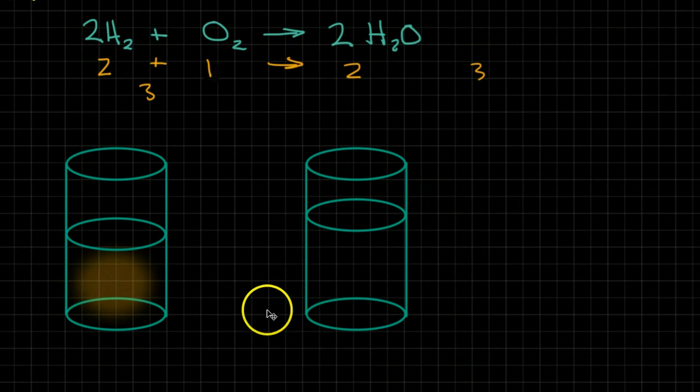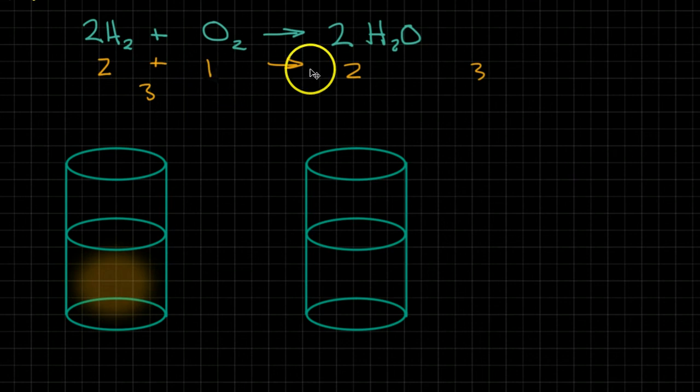In this reaction, what's going to happen? I've got 3 moles of something and it becomes 2 moles of something. What's going to happen to the gas? We need to understand that, I think.